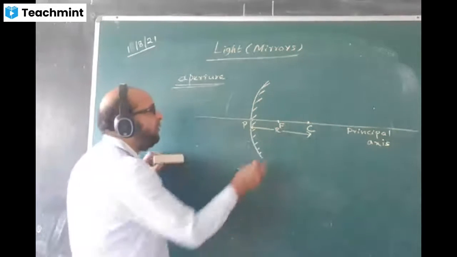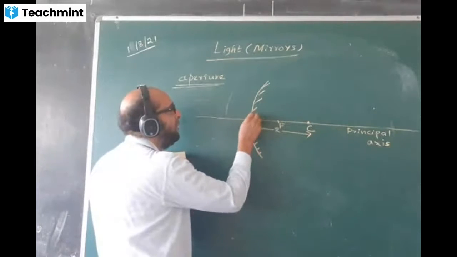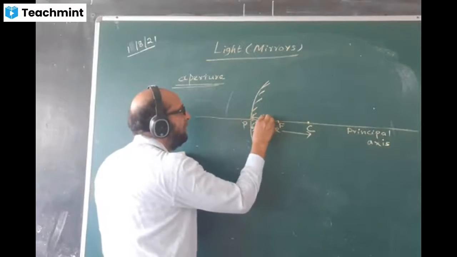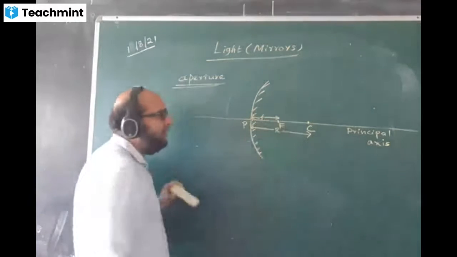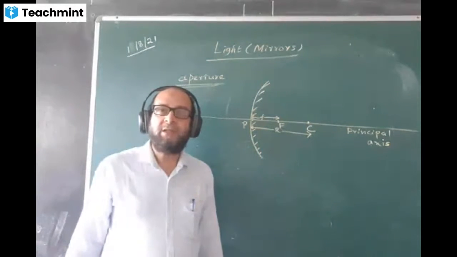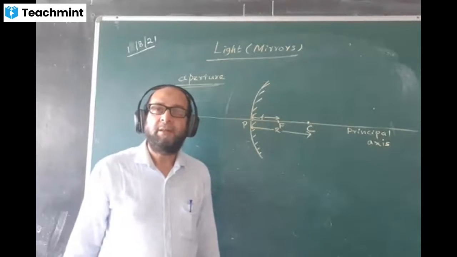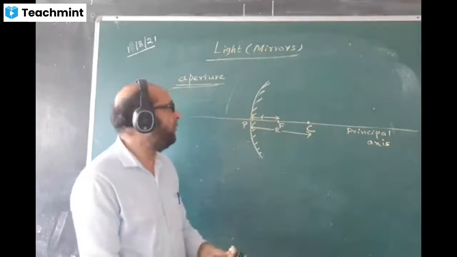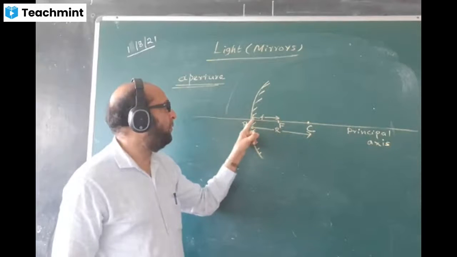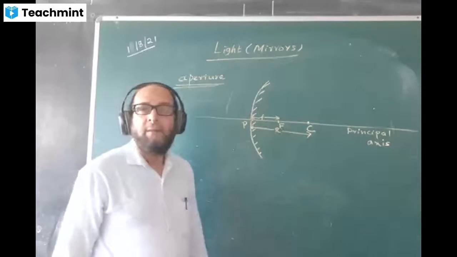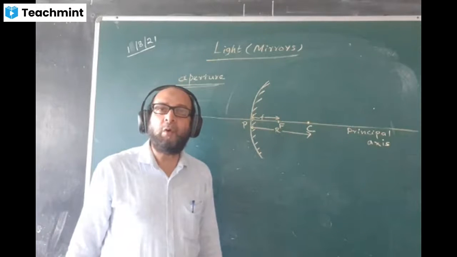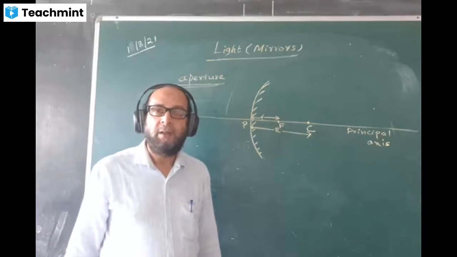The distance of the focus from the pole is called focal length. This length is called focal length, and we denote it by small f. Length of the focus, determined from the pole, is called focal length.